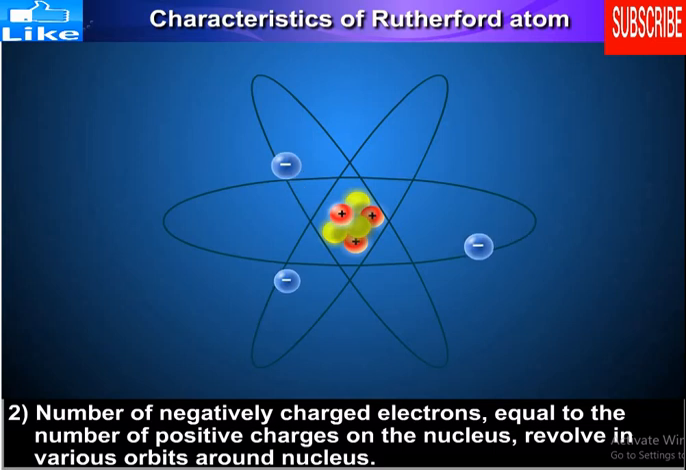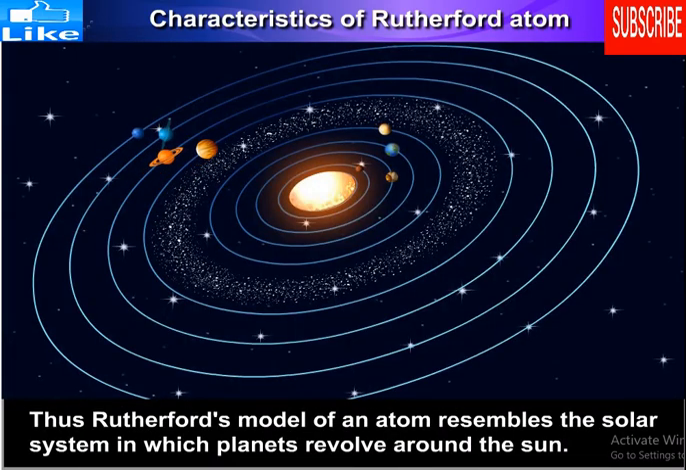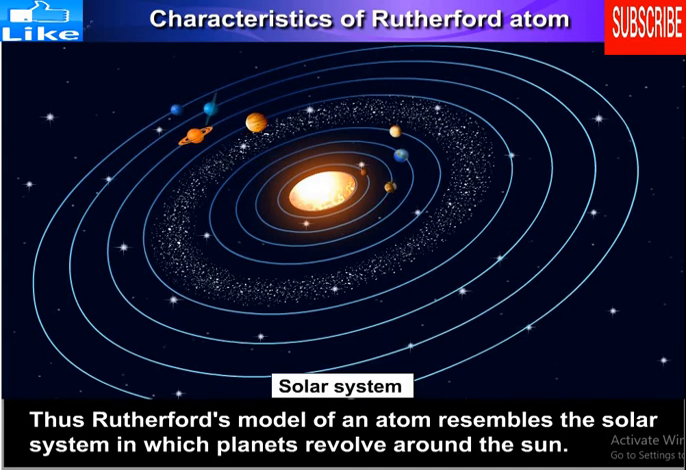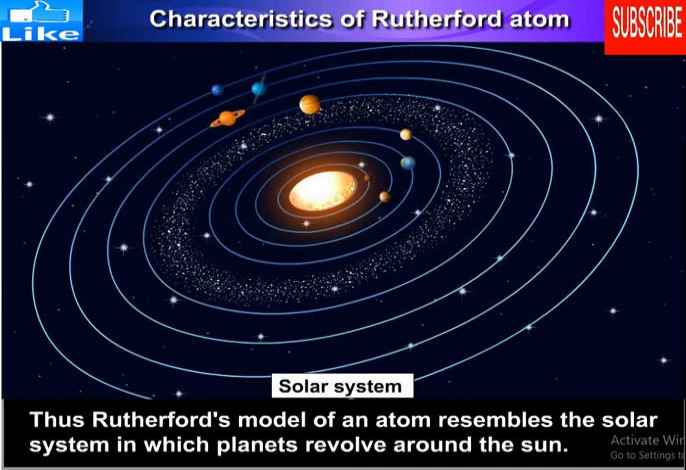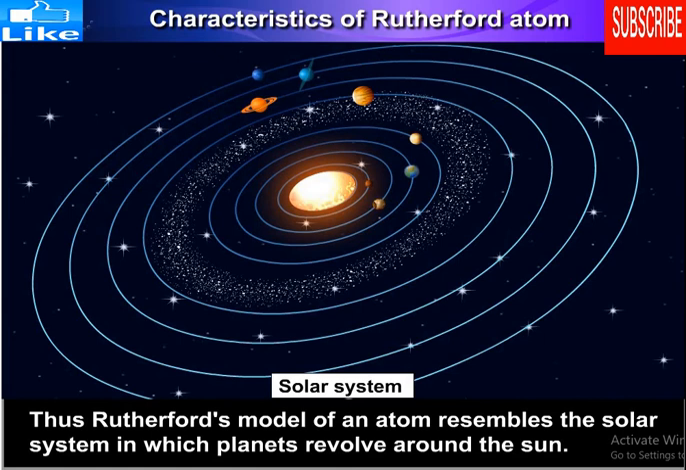2. Number of negatively charged electrons equal to the number of positive charges on the nucleus revolve in various orbits around nucleus. Thus, Rutherford's model of an atom resembles the solar system, in which planets revolve around the sun.